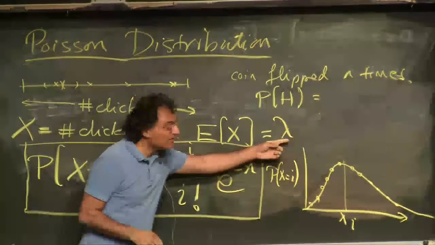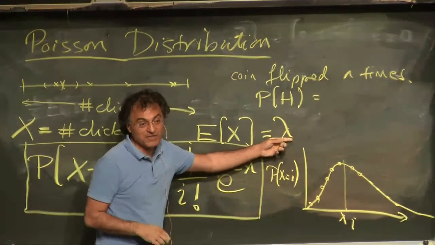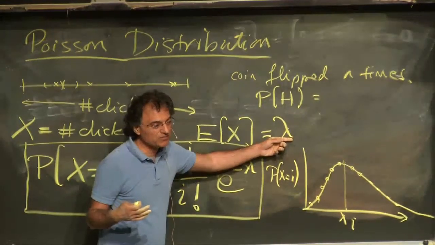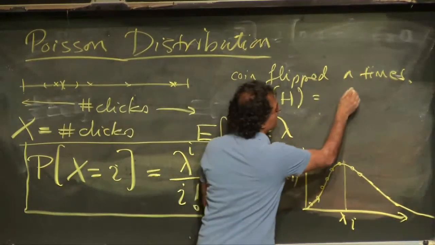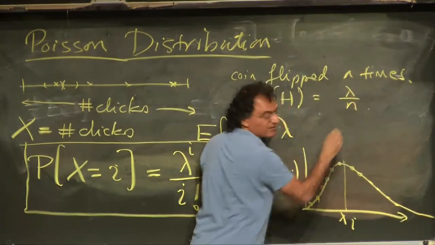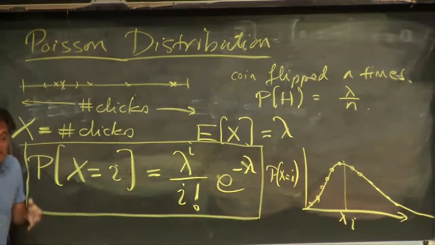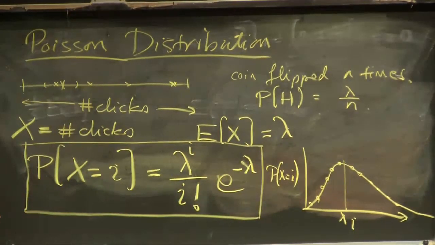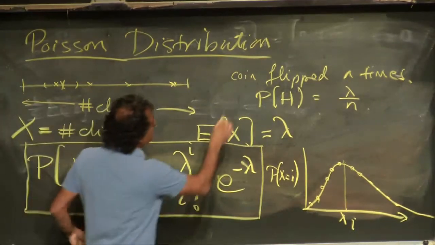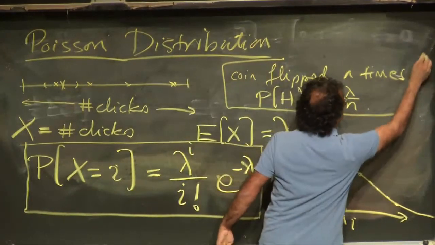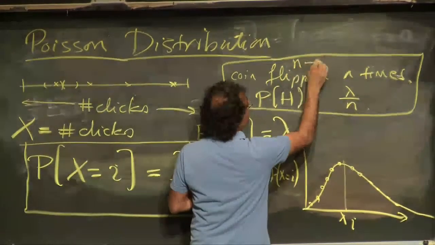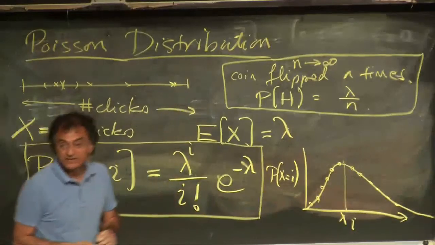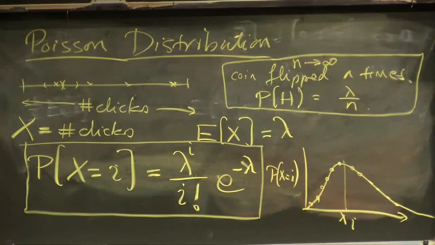Well, see, the expected number of heads is lambda, and it's being flipped n times. So what should the probability be? Lambda over n, right? That way you get lambda heads in n flips. So this is what's going on behind the scenes, except since it's a genie, n is tending to infinity. That's what's happening behind the scenes in this Poisson process.